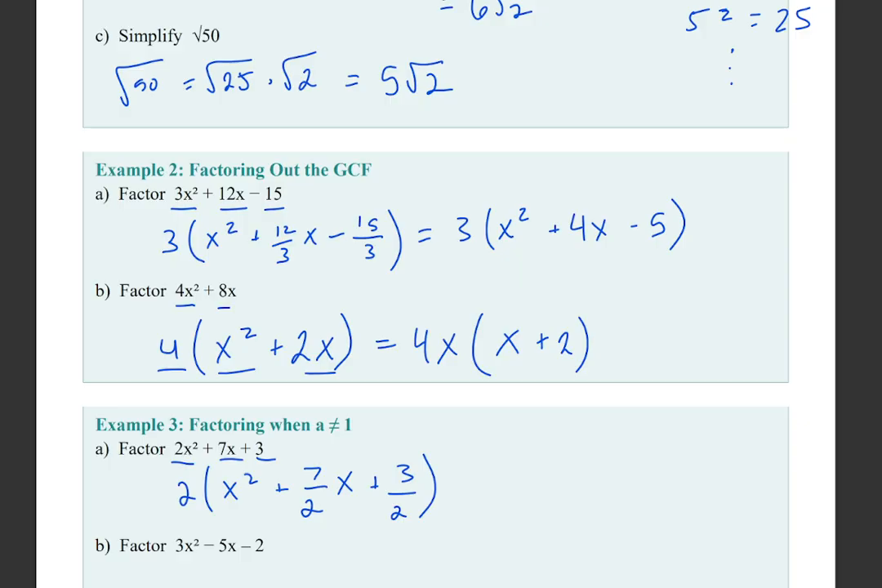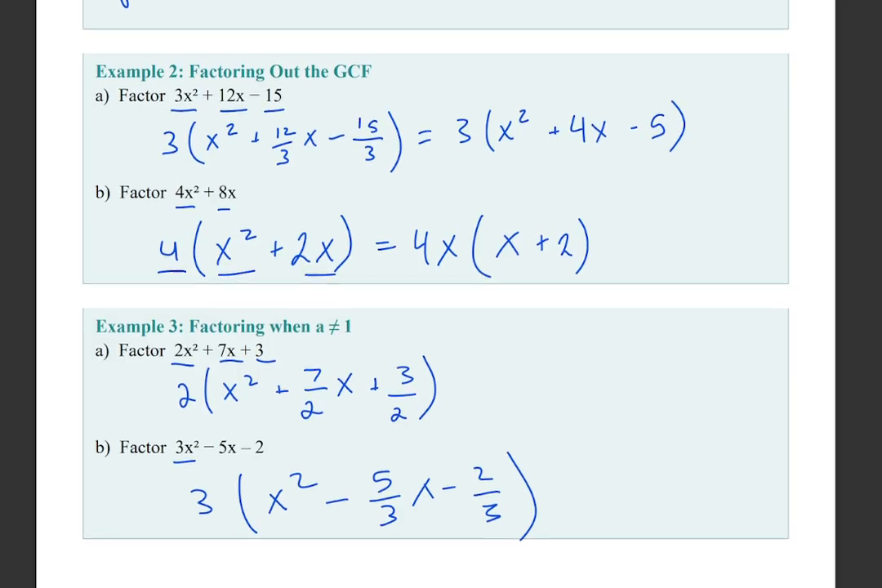So it's nicer when the thing you're pulling out actually divides each of the terms. If it doesn't, we can still do this. We just are stuck with fractions. So I pull a 2 to the front by dividing each term by 2. Now in the second one, I have a 3 that I want to divide by. So I pull a 3 to the front, and I'm left with x squared minus 5 over 3x minus 2 over 3.